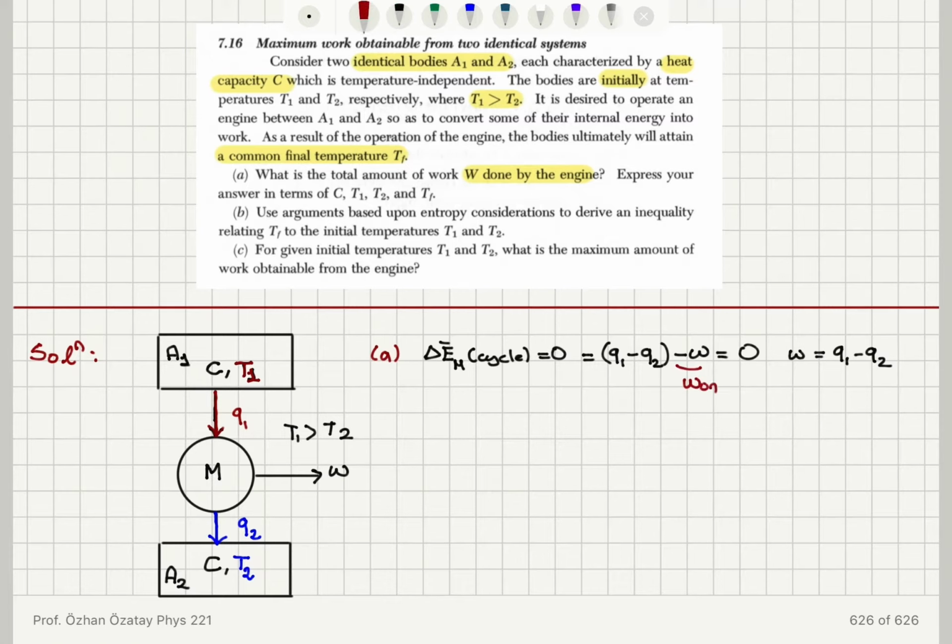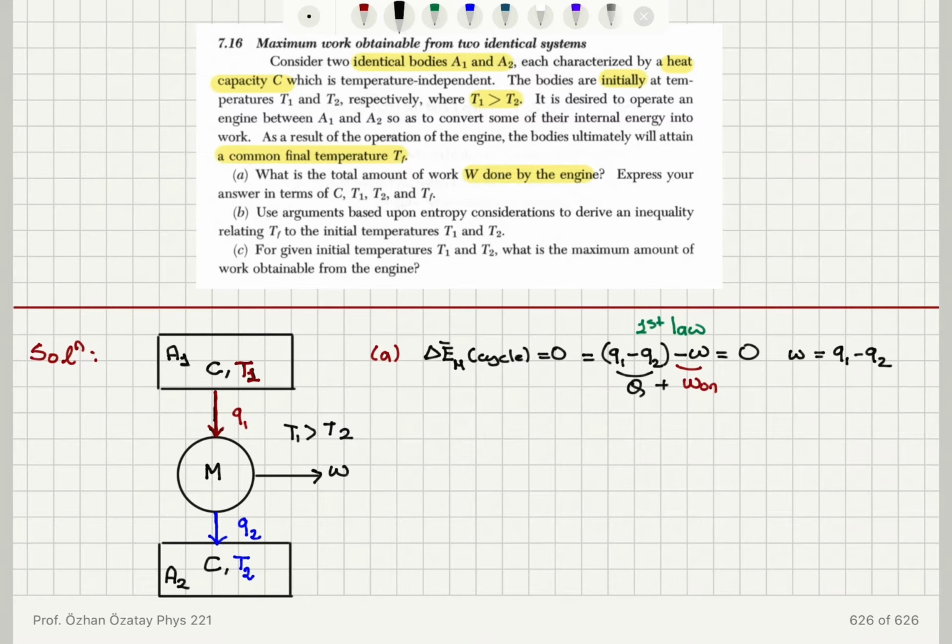So minus W is work done on the engine. This is W on the engine. And this is the heat absorbed. Q1 minus Q2 is the heat absorbed. So it's Q plus W on. This is the first law of thermodynamics. So therefore I need to calculate Q1 minus Q2.